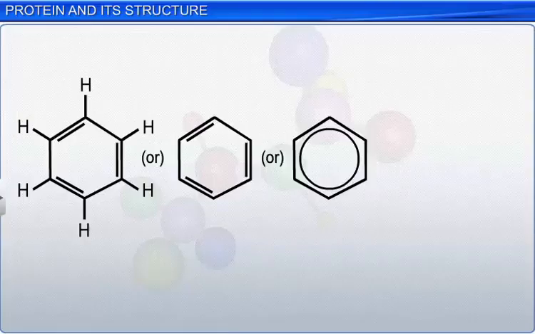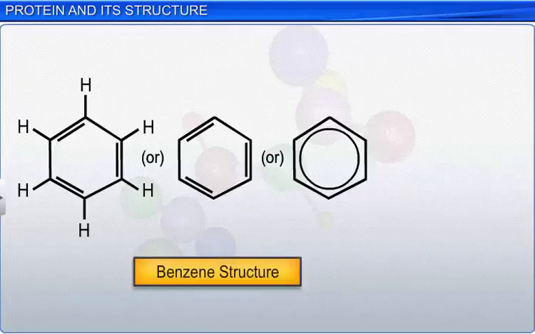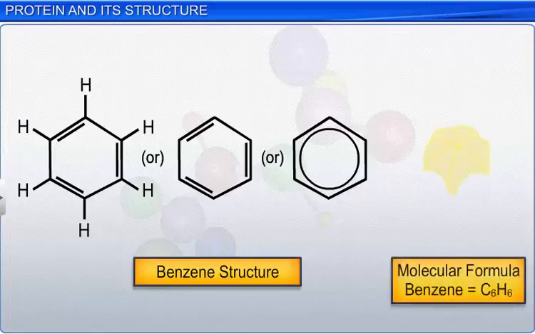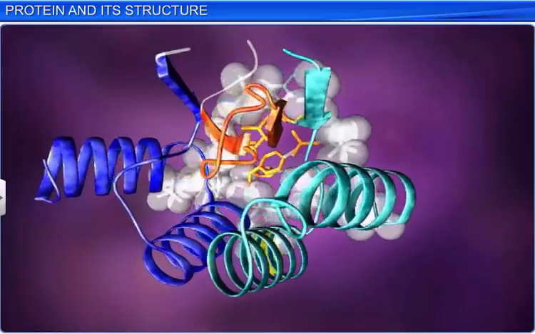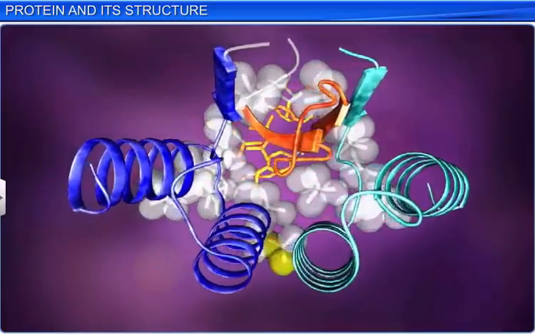On the other hand, organic chemists present a two-dimensional view of molecular structure. For example, in benzene or naphthalene, this structure represents the structural formula, whereas the molecular formula is C6H6. Physics considers a three-dimensional view of molecular structure.